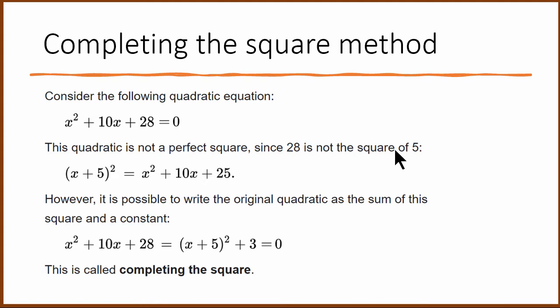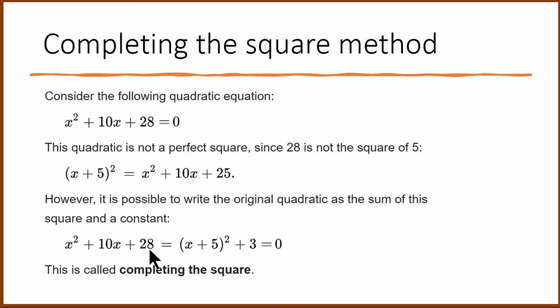Now if 25 was a square of 5, we could have done (x plus 5) whole square. In other words, because if you expand this, you get x squared plus 10x plus 25. Here we have 28. We don't have 25. What do we do? You split this into two parts. It is possible to write the original quadratic as a sum of a square and a constant.